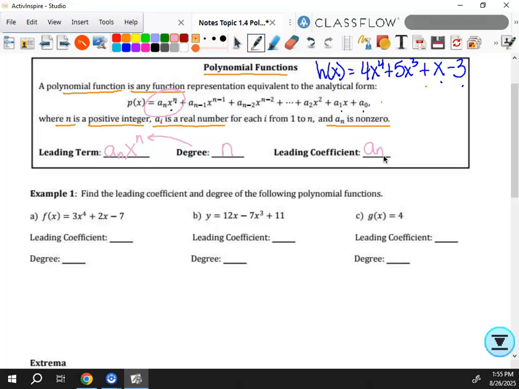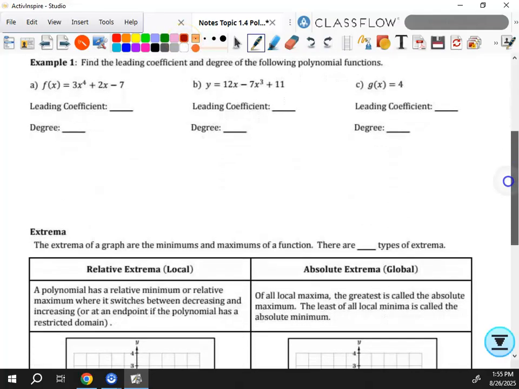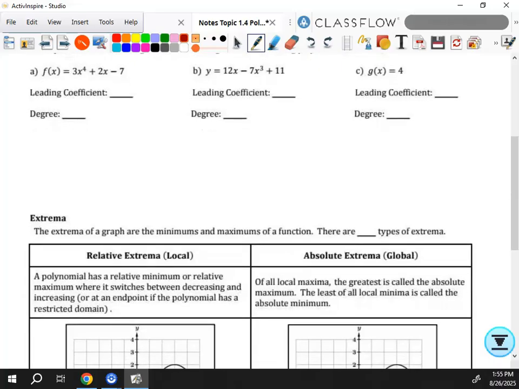Not that bad. All right, so now we're going to look at these. This should hopefully be pretty simple here, this first part at least. Find the leading coefficient and degree of the following polynomial functions. Okay, so this is my leading term. So what's the leading coefficient? 3. And the degree would be 4. Okay. Yes? All right. On B, what would the leading coefficient be? -7. Good, because it's not 12. This is my leading term, even though it's not first, because it's got the highest exponent. So my leading coefficient is -7, and the degree is 3.